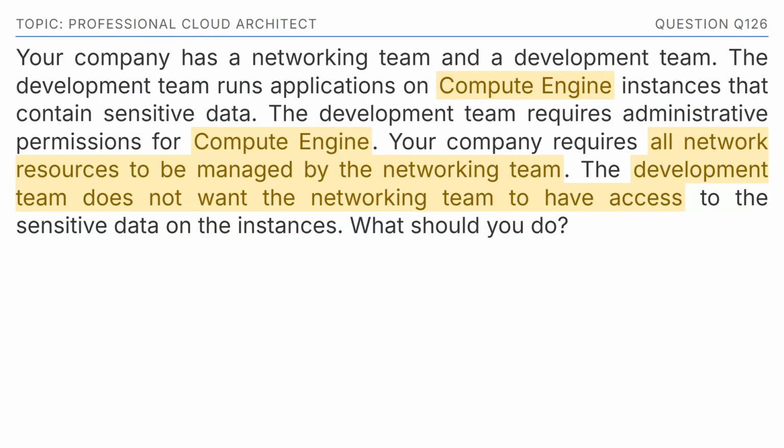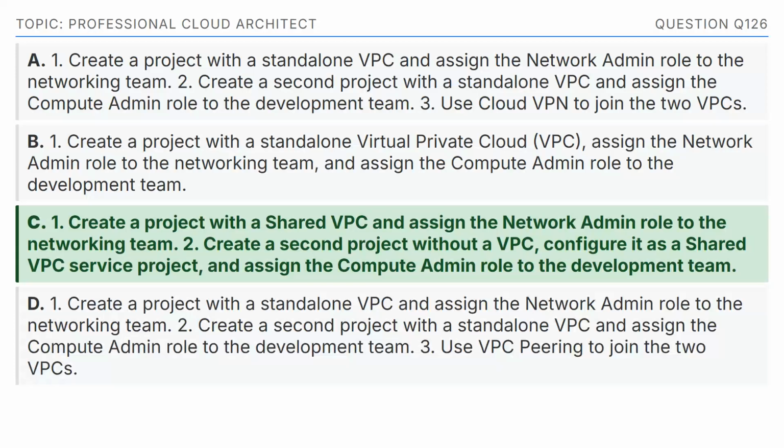To arrive at the correct answer, we focus on the keywords: Compute Engine, administrative permissions for Compute Engine, all network resources to be managed by the networking team, development team does not want the networking team to have access. The correct answer is option C. 1. Create a project with a shared VPC and assign the network admin role to the networking team. 2. Create a second project without a VPC, configure it as a shared VPC service project, and assign the compute admin role to the development team.